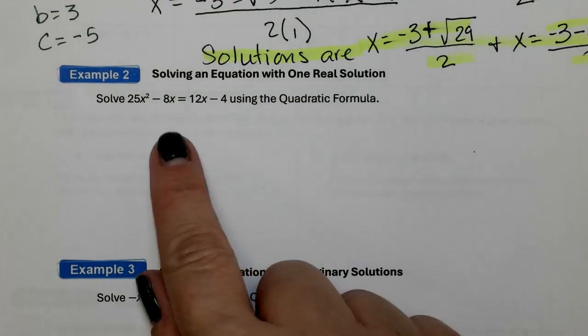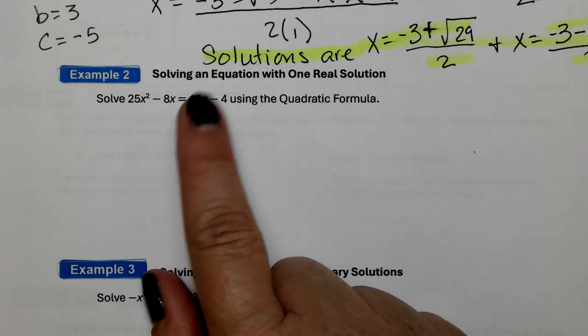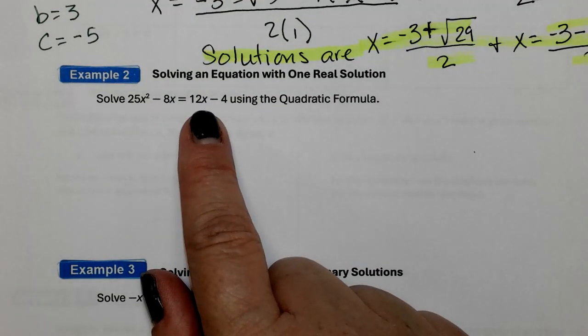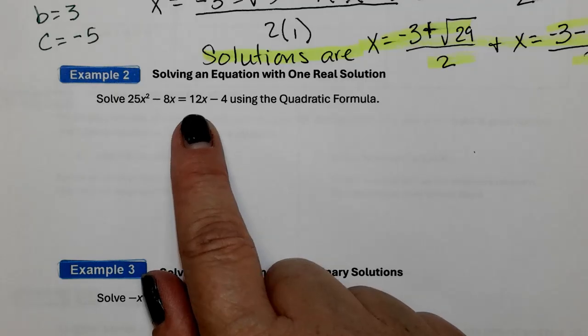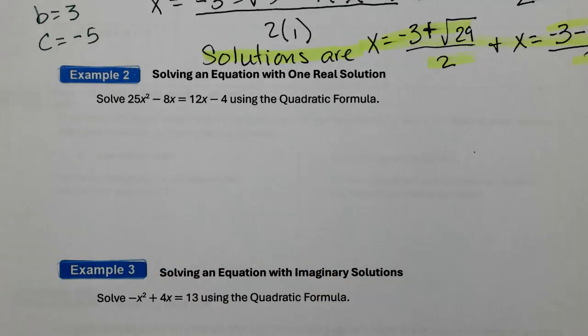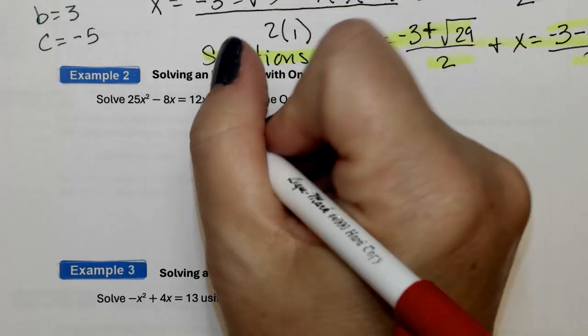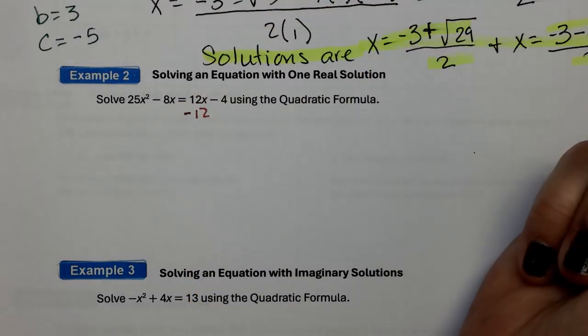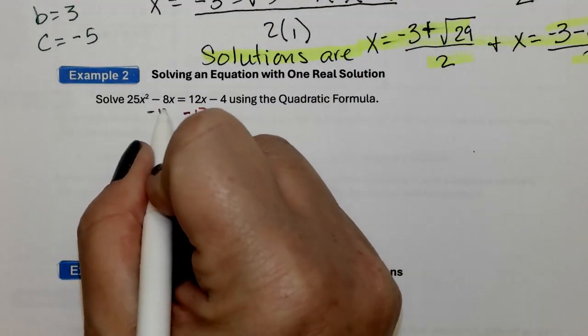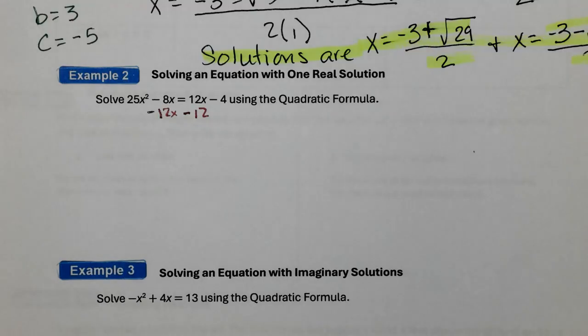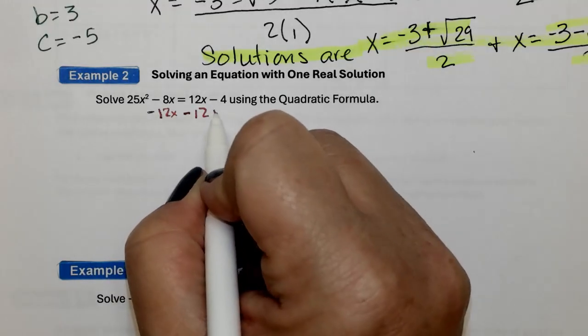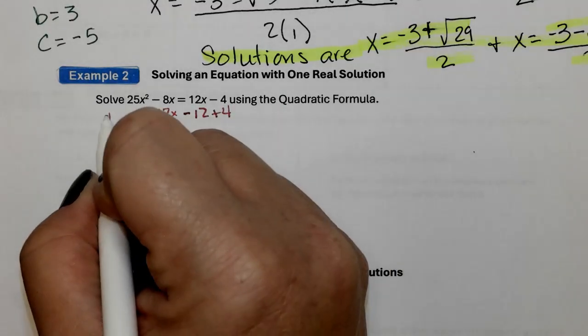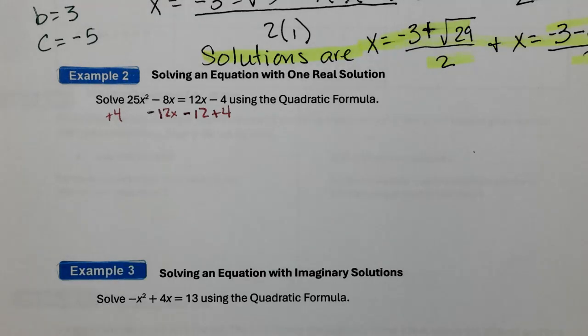So again, our first step is to set the equation equal to 0. So this has a little bit more going on, so I'm going to actually show a little more work than just moving. So we're going to subtract 12x from here, which means we also need to subtract 12x from there. To move the minus 4, we're going to add 4. I'm just going to put it off to the side because I don't have a 4 to add.